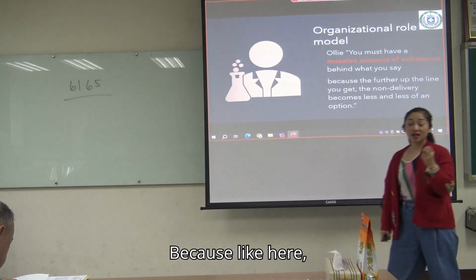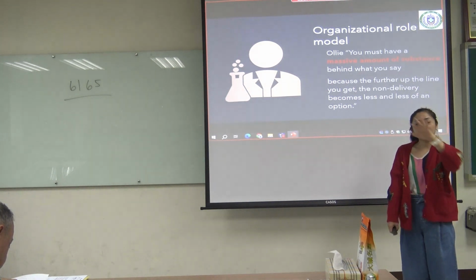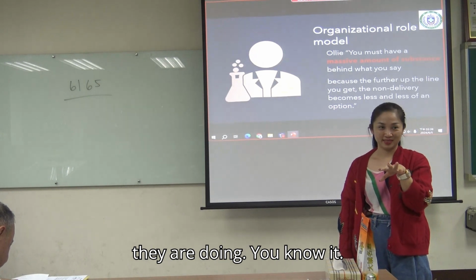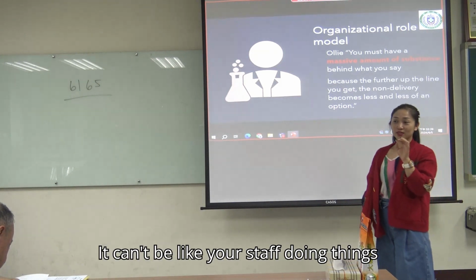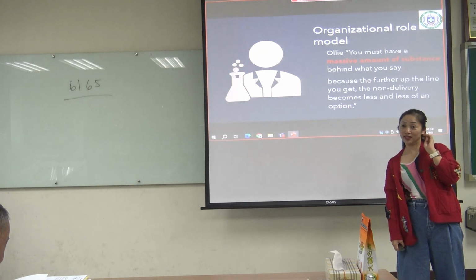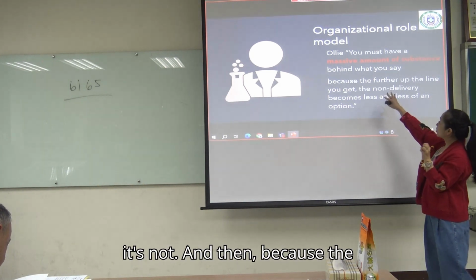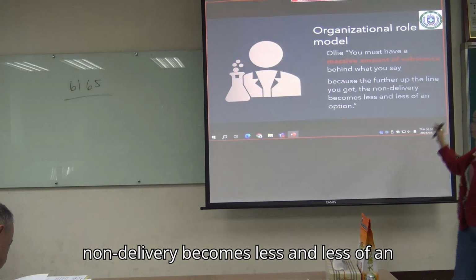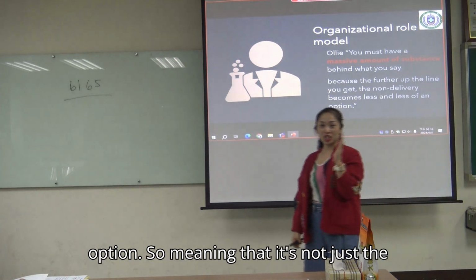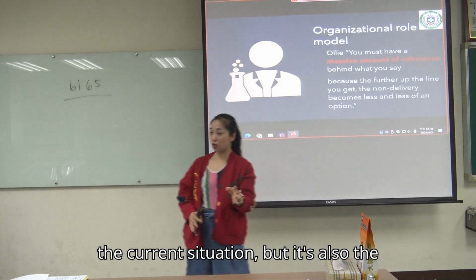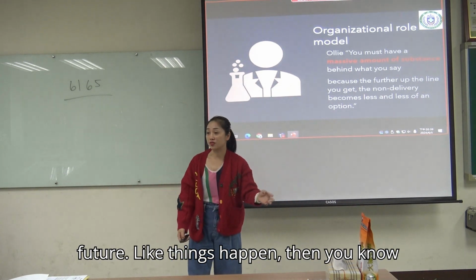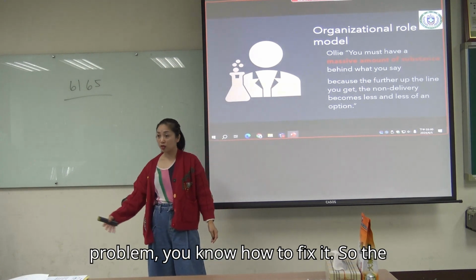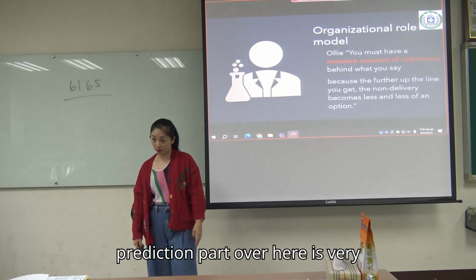Alright? Because here, your staff do things and you know what they are doing. It can't be that your staff are doing things and you don't know what they're doing. Further up the line you get, non-delivery becomes less and less of an option. So it's not just the current situation, but also the future. If things happen, you know what's going to happen. If there is a problem, you know how to fix it. So the prediction part here is very important.